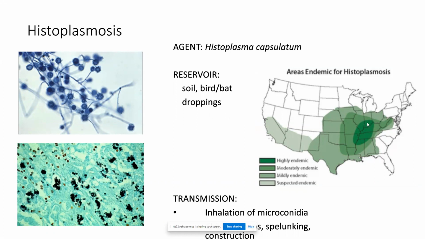In fact, I suspect that if you shot chest x-rays of all Hoosiers over the age of 30, half would have little pulmonary nodules that are from histo, which makes lung cancer screening a real challenge. Seriously. Again, it's in the soils, it's bird and bat droppings, transmission.